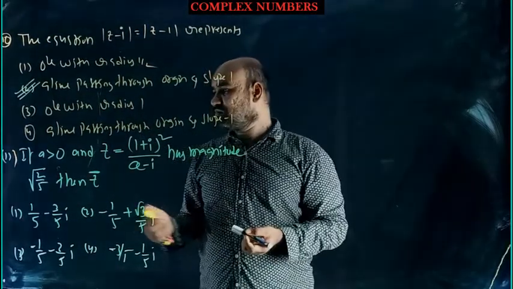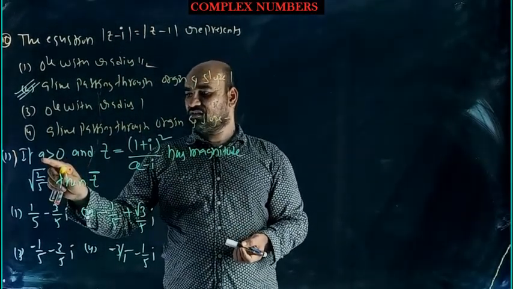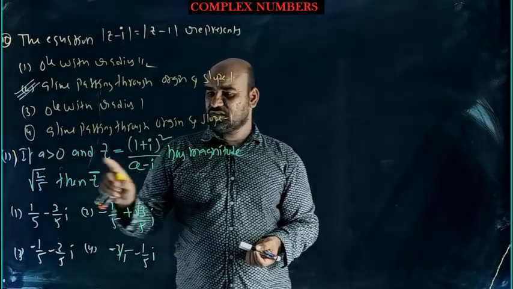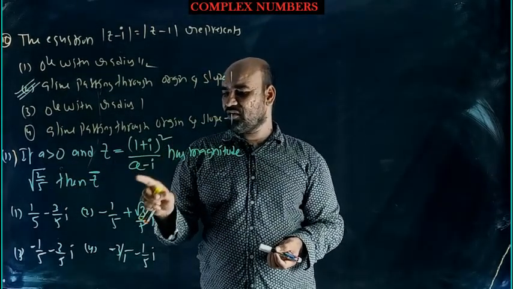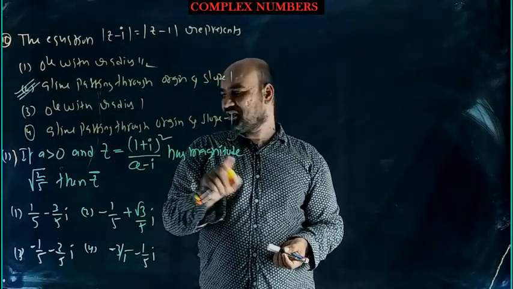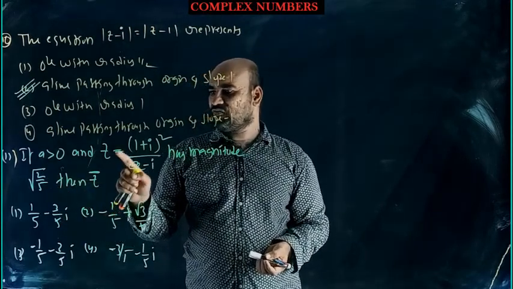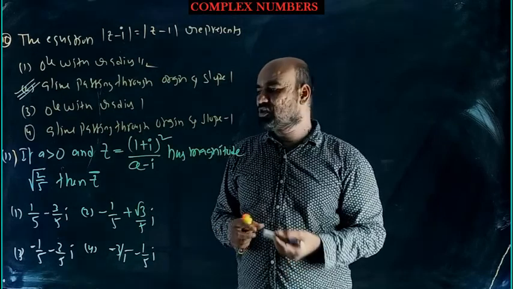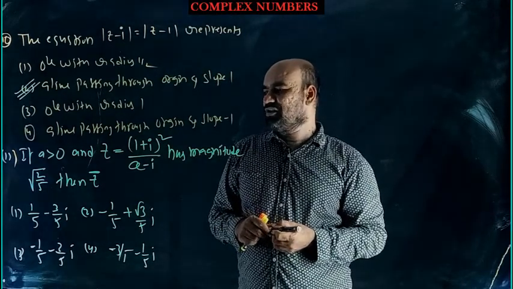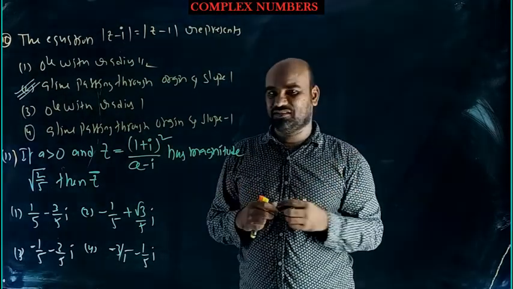Students, next problem. a is greater than 0 and z is (1 + i)² / (a − i), which has magnitude root over 2 by 5. Then you want to find the conjugate of this complex number, z bar. First of all, you want to simplify z.